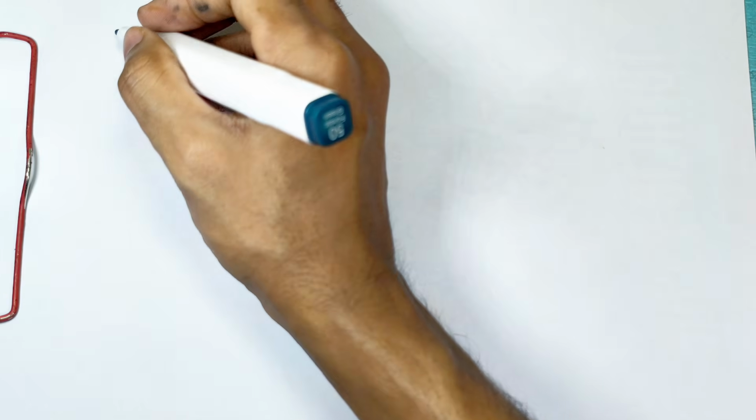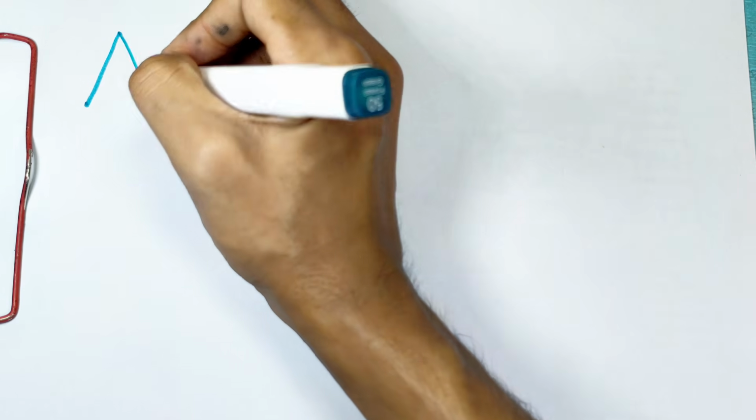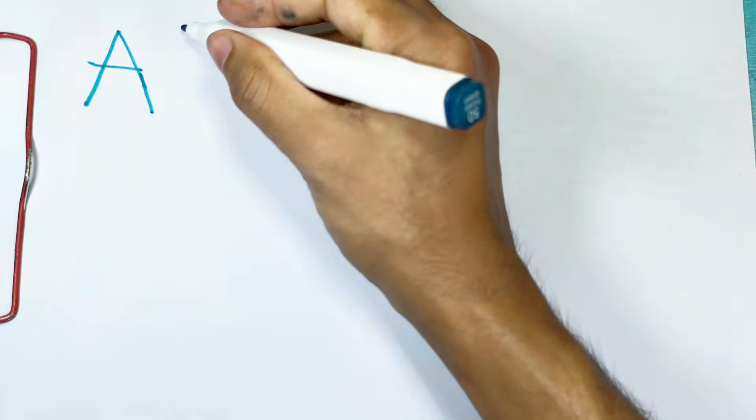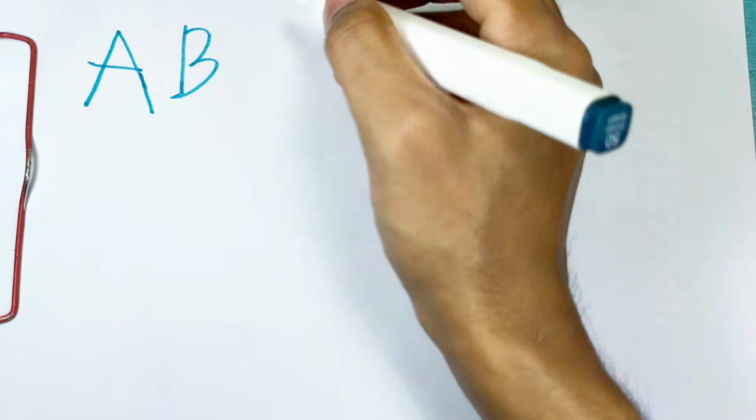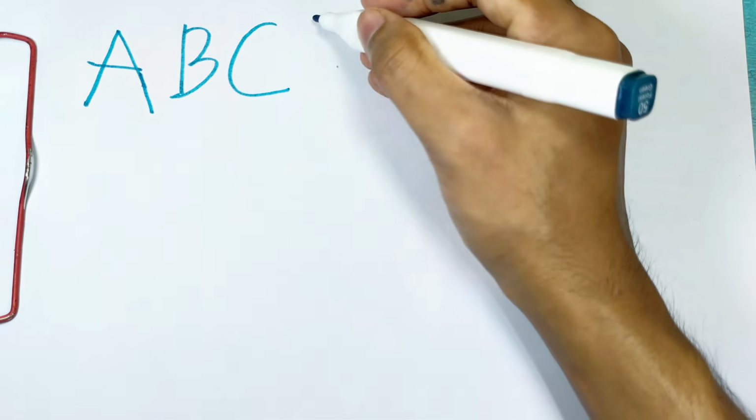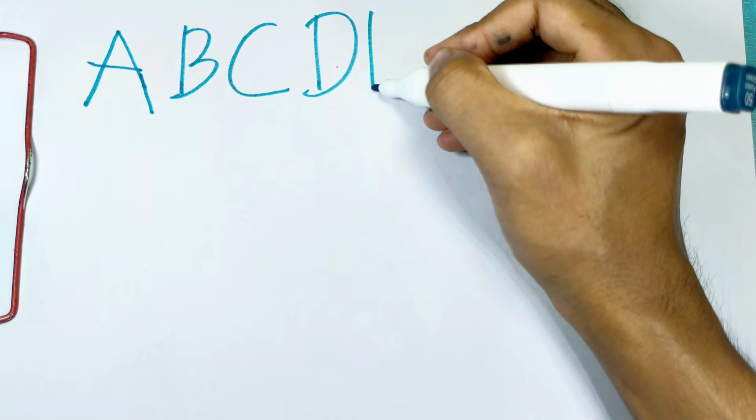Today we're writing capital letter alphabet. Stay with us. First we're writing the alphabet of A. A for apple, A for ant. A. The next one is B. B for ball, B for bat. C. D. D for dog, D for doll.